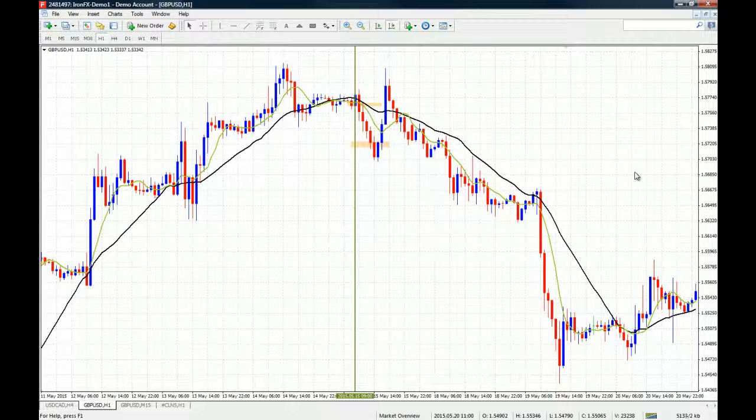But this is basically how you're going to be trading with moving averages, and how you're going to profit with them by trading binary options.